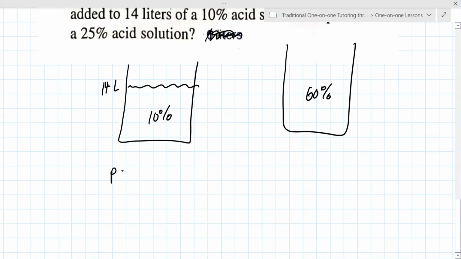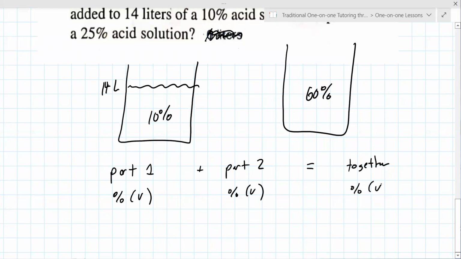So in terms of the equation, I can give you a little bit more. You're doing this for container 1, part 1, plus part 2, or container 2, equals the together or the combined. That's what we're doing each time: percentage times volume, or percentage times amount, equals percentage times amount.